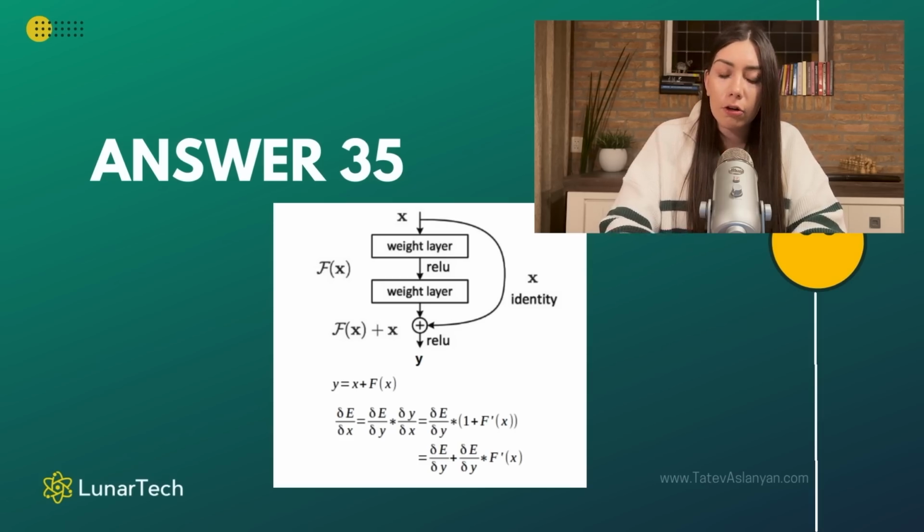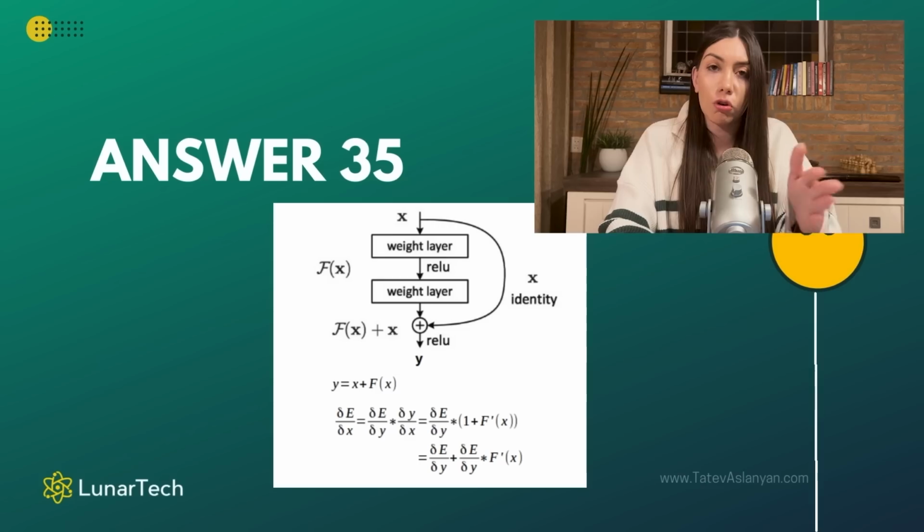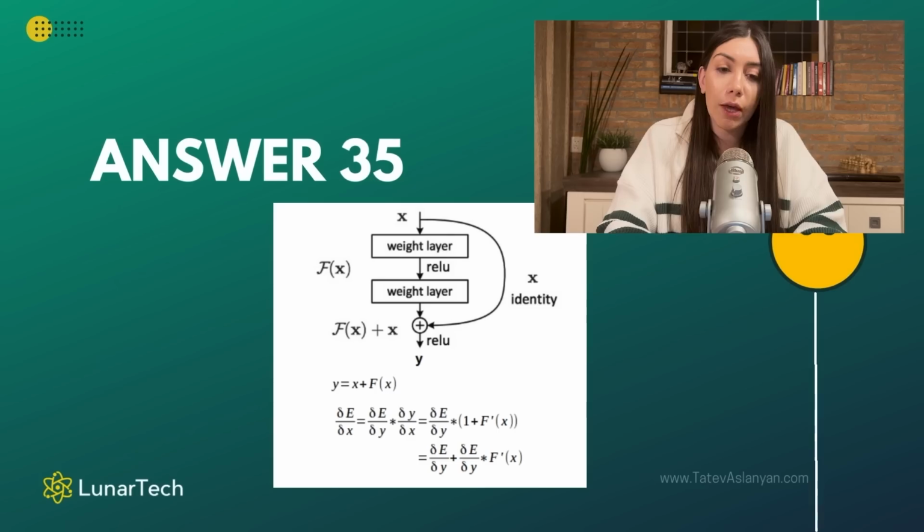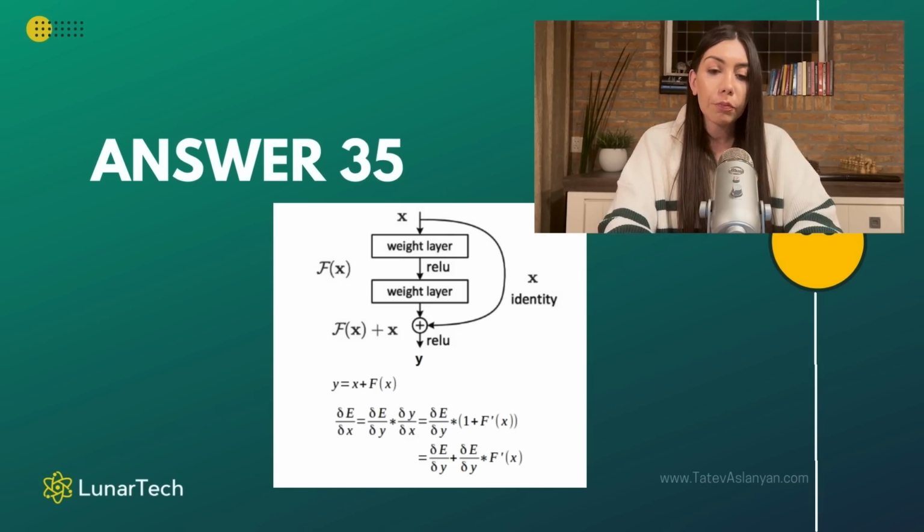So what we can see here, and the reason why I am explaining this mathematical derivation, is that you can see for yourself that the gradient in this case, with respect to x, will be able to flow not only through this part, which is multiplied by f'(x), which has gone through all these transformations of the weight and an activation function, but also directly, because we have here this term, the partial derivative of E with respect to y.